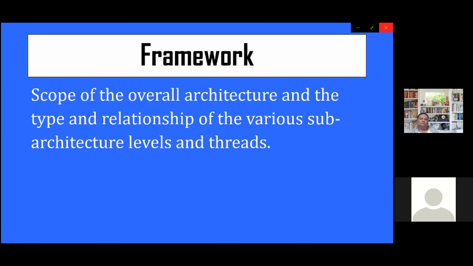Next is the framework. We have the overseeing factor, we have the steps. Now we have to have scope. This is very important in enterprise architecture. It's the scope of the overall architecture and the type and relationship of the various sub-architecture levels and threads. So that's basically the framework. It's like the template of the enterprise architecture.